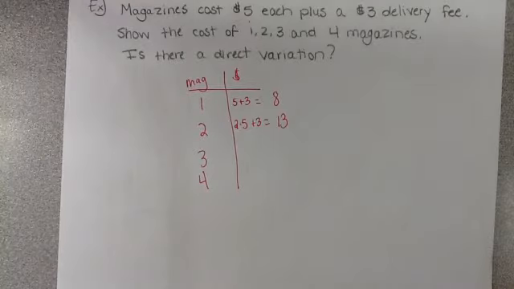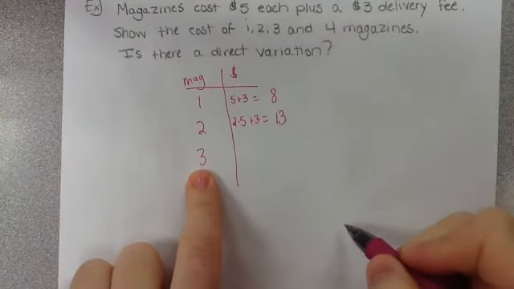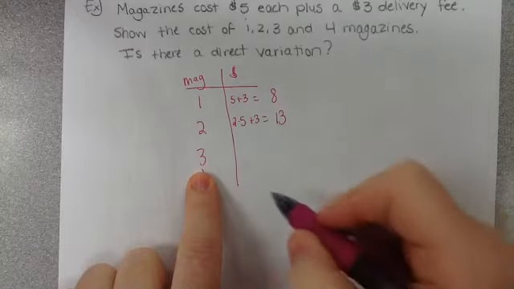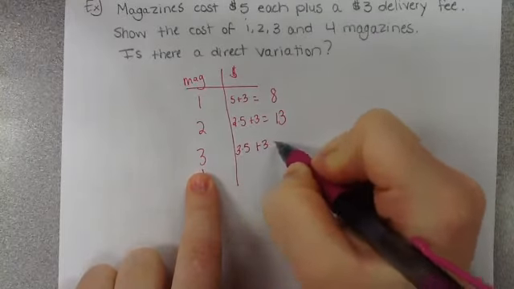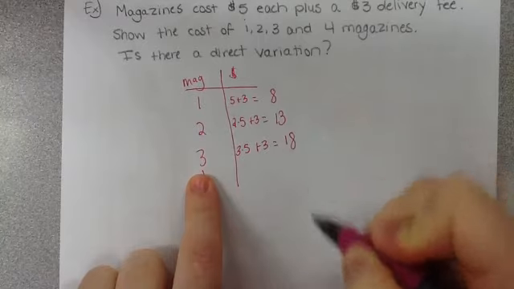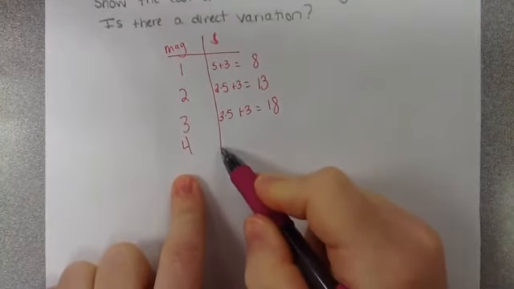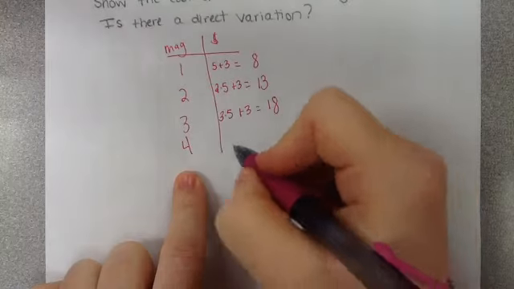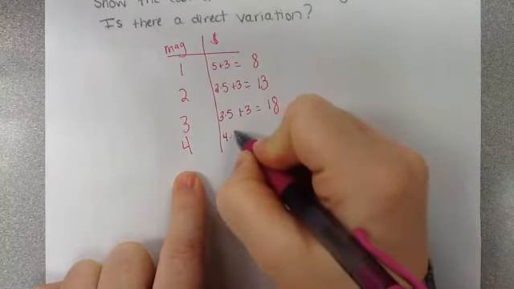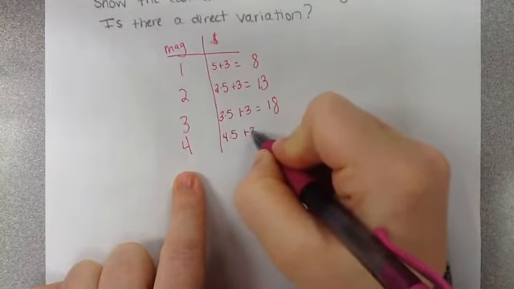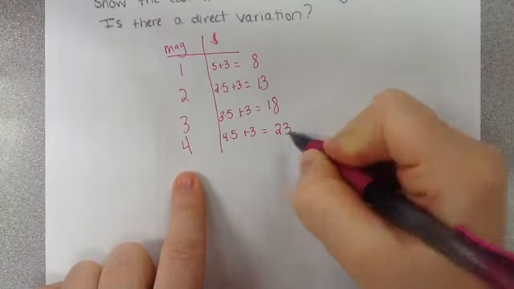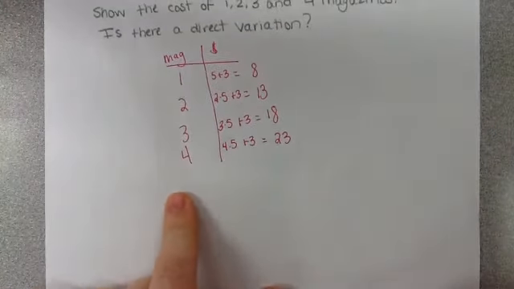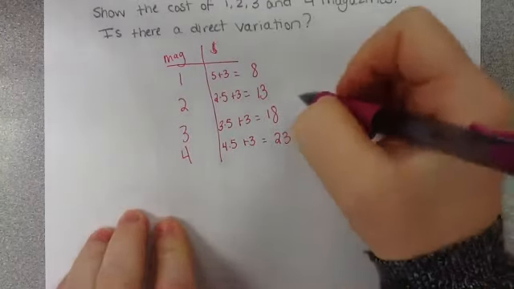Let's see how you did. How much did 3 magazines cost? 3 times 5 plus the $3, 18. How'd you find how much 4 magazines cost? 4 times 5 plus 3, and that was $23. We want to see if there's a direct variation, so what did you do next?